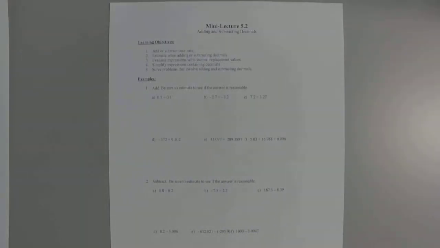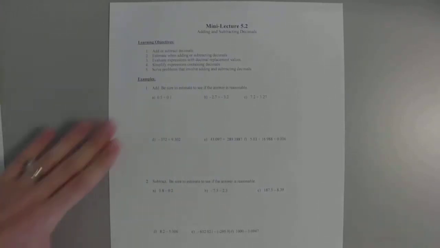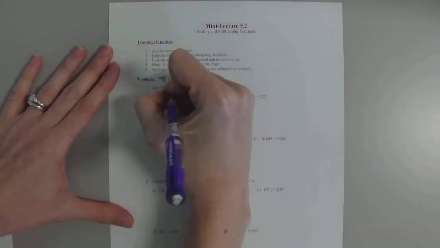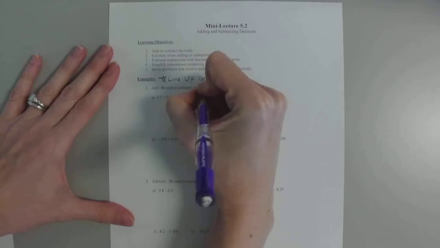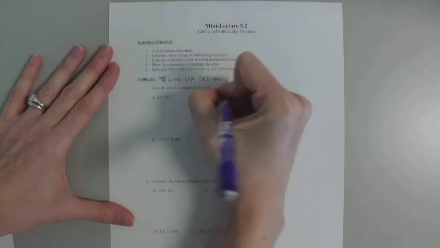Section 5.2 will be adding and subtracting decimals. It's all the same rules as normal addition and subtraction that we learned in chapter 2 with positives and negatives and all that stuff. But we're just going to make sure we focus on the decimals and line them up. So I'm going to write that on here. Line up decimals. That's just going to be our key thing.